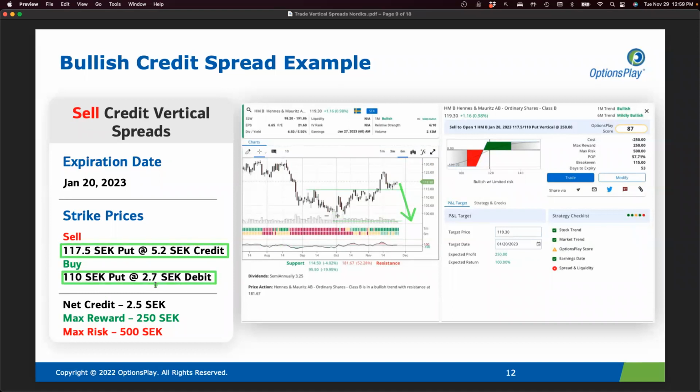I'm going to have to pay a little bit of money for that. I'm going to pay 2.7 crowns for that. So what I'm going to do is reduce the amount of premium that I collect from 5.2 crowns down to 2.5 crowns. So now my max reward is going to be 250 crowns. My max risk is going to be 500 crowns.